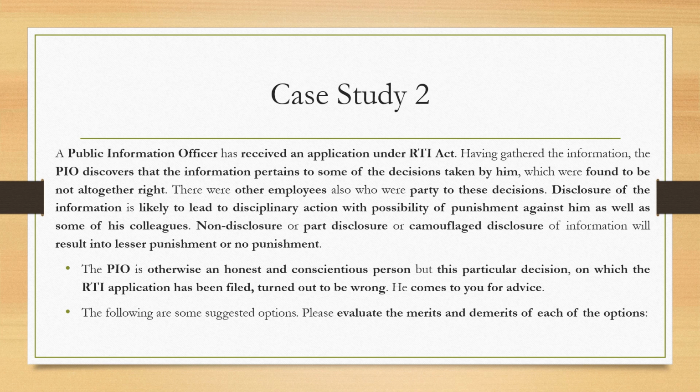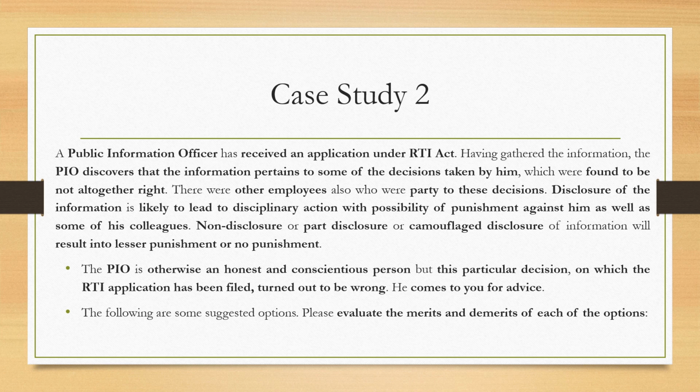So here in this case study, there is a public information officer. He receives an application under RTI Act. So a public information officer is supposed to supply the information requested by different people under the RTI Act, right? So he is under professional obligation and moral obligation to provide objective and correct information under the RTI Act. Otherwise, he can be penalized, right? So once he has gathered the information, the PIO discovers that this information pertains to some decisions which were taken by him and they were not altogether right.